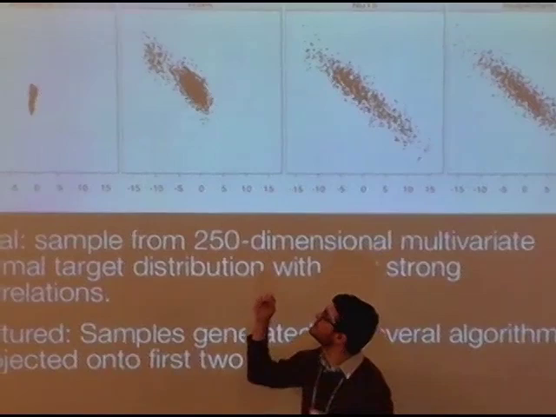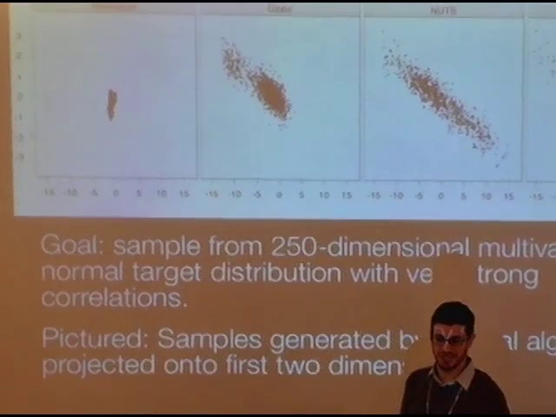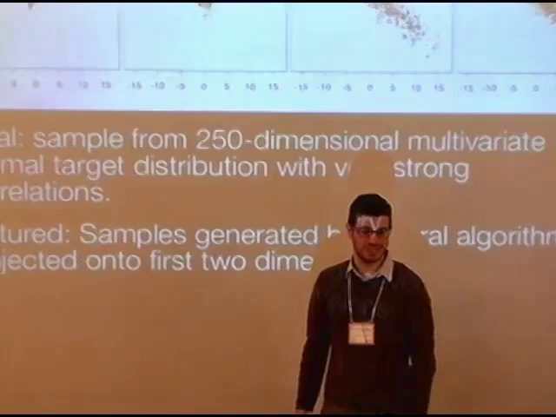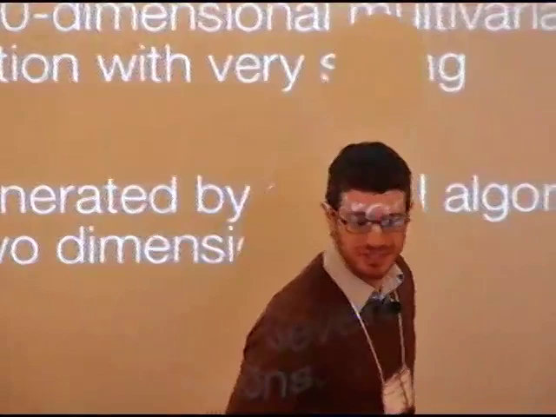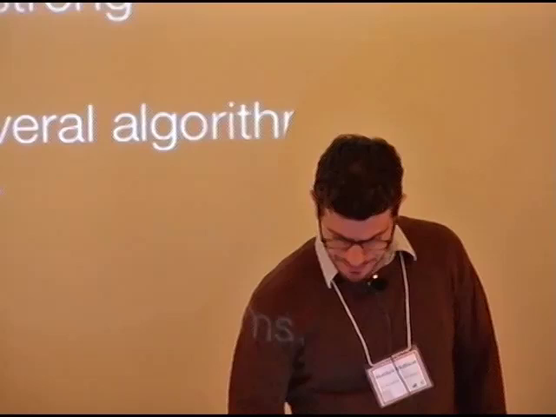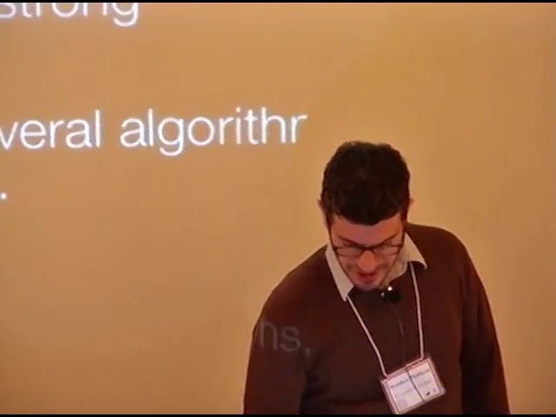Here are some samples drawn using Gibbs sampling, run for about the same length of time, a little longer, actually, as NUTS. And you can see that it hasn't really done a great job of exploring the distribution. I wouldn't say that with confidence there's even one effectively independent sample in there. And Metropolis is just kind of hopeless for this high-dimensional distribution, not even that high-dimensional, with strong correlations. So that's the motivation: we want to be able to get this kind of sampling efficiency that we get with HMC.